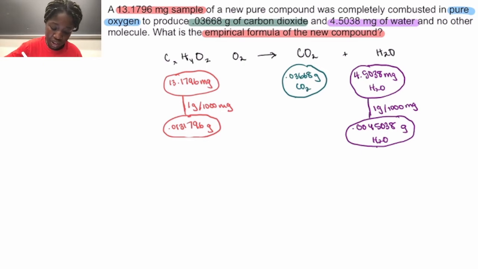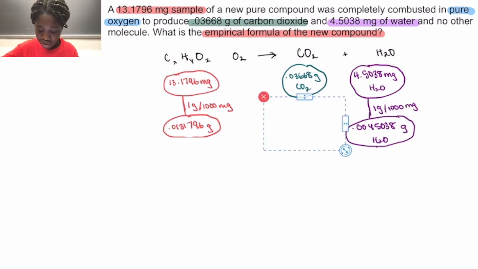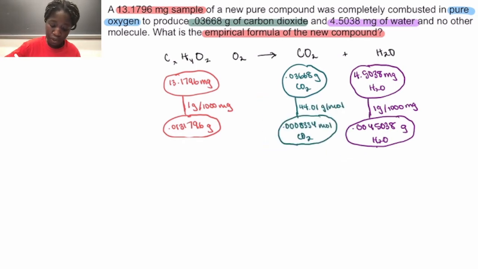Now, after this, let's focus on CO2. We want to go from grams of CO2 to moles of CO2, and we do this using the molecular mass. You can solve for the molecular mass of CO2. It is 44.01, so we use that conversion factor to get moles of CO2. For this overall problem, we're going to need the moles of C at the end. So let's solve for it here.